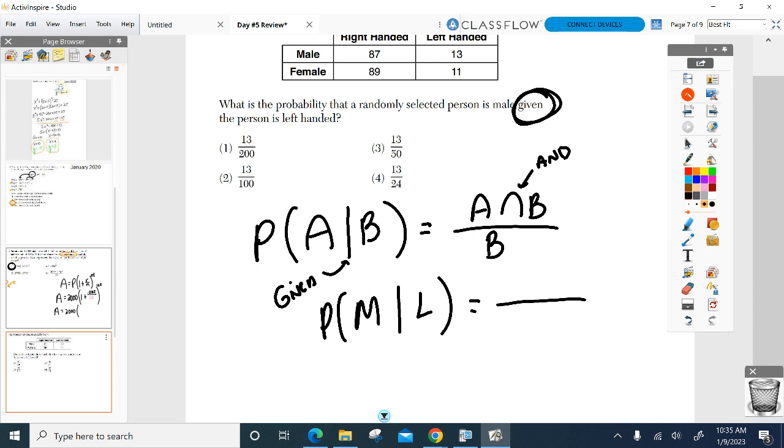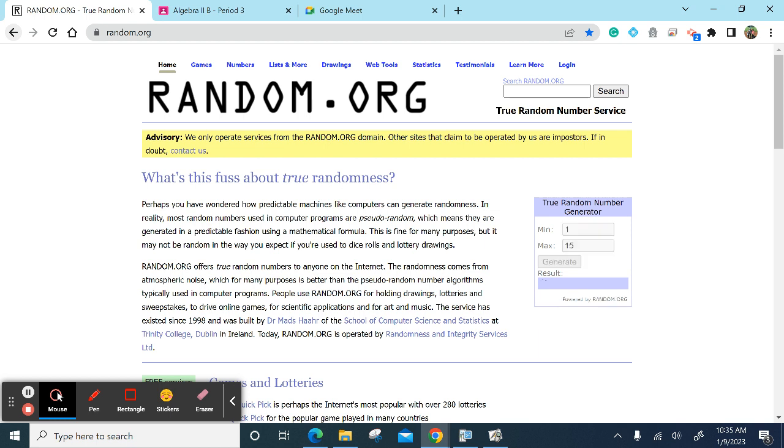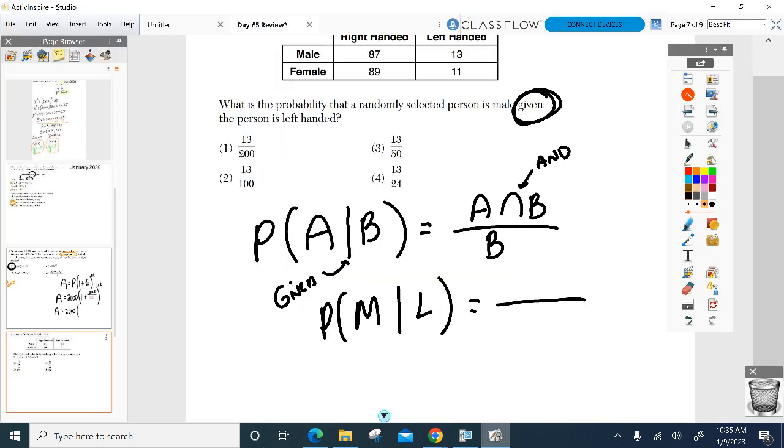What's going to go on top? Don't give me a number, just give me M's and L's. What should go on top with M's and L's? M? What? No, no, I don't want numbers yet. On top's going to go what? M? All I'm doing here, Ryan, is using the formula I gave you. Instead of A's and B's, I want M's and L's. M and L on top, and what's going to go on the bottom? L. All right, here we go.